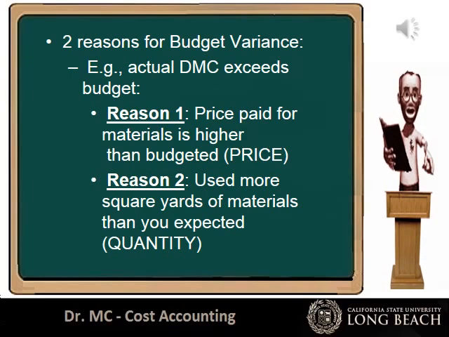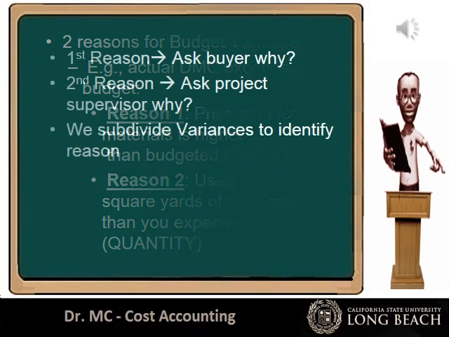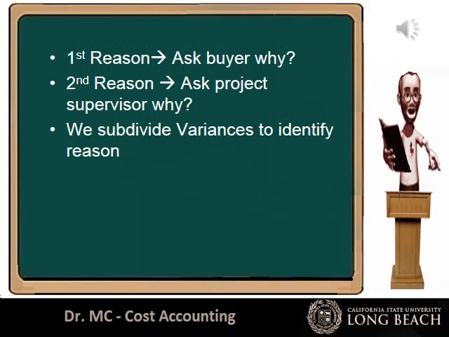Another reason might be that you did spend $1 a square yard for your materials, but you used 1,100 square yards of materials instead of 1,000 square yards. Therefore, a budget variance can be due to price and/or quantity. Knowing whether your budget variance is due to price or quantity is very important because it tells you who you should talk to about the variance. If the variance is due to price, you want to talk to the person who bought the materials. If the variance is due to quantity, you want to talk to the person who did the cutting and sewing of the t-shirts. Knowing these variances is very important for a firm when evaluating the job performance of its employees.